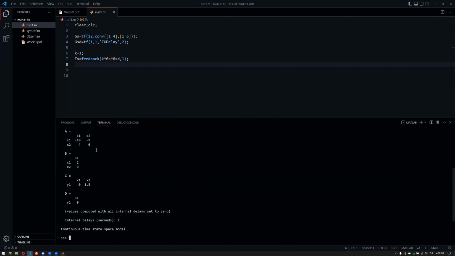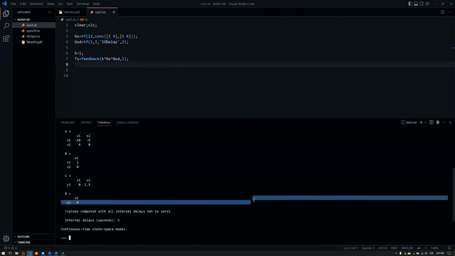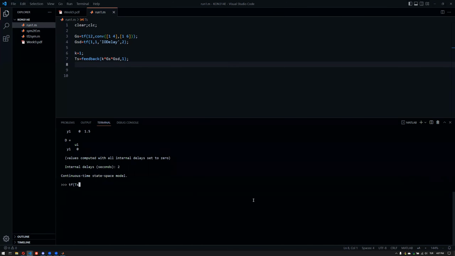We see MATLAB opts for the state space representation. Let's force MATLAB to show us the transfer function. And then you cannot even see the transfer function representation anymore, because state space models with internal delays cannot be converted into transfer function form. But you might ask yourself, I didn't do anything. I've just added the delay and a certain controller and took the closed loop. Why does it show me that? And why is it an internal delay, etc.?